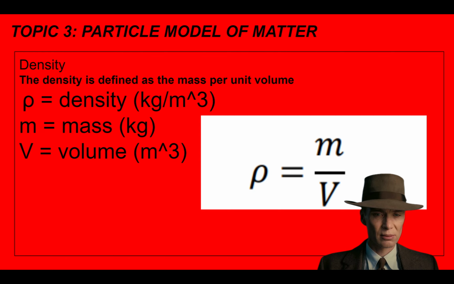So density: density is defined as the mass per unit volume. ρ equals density, m equals mass, and V equals volume. So here are the units: kilograms per metre cubed, kilograms and metres cubed. So density equals mass over volume.